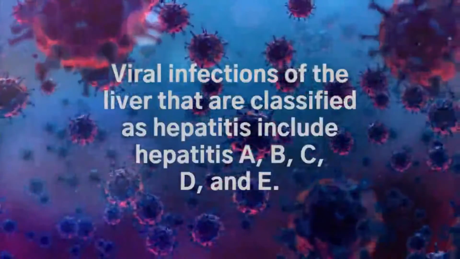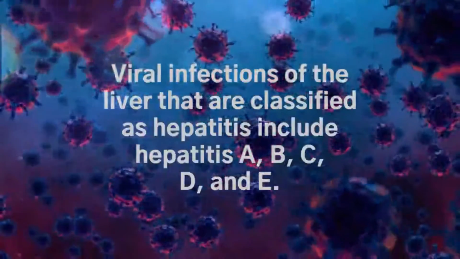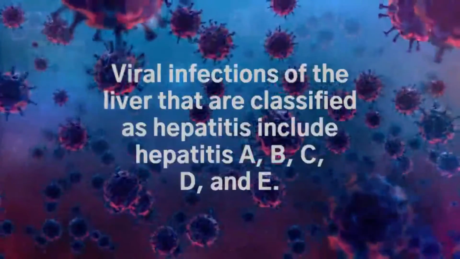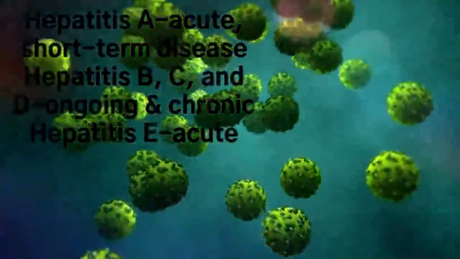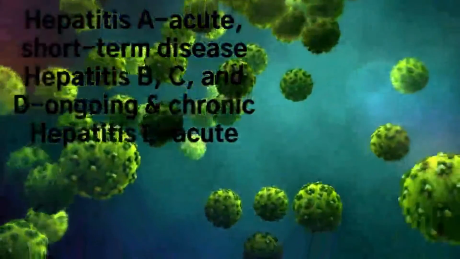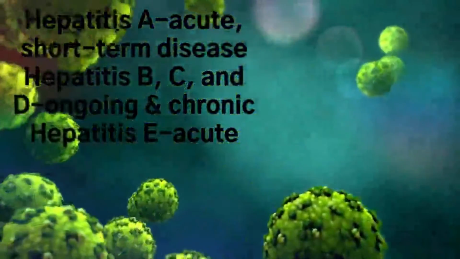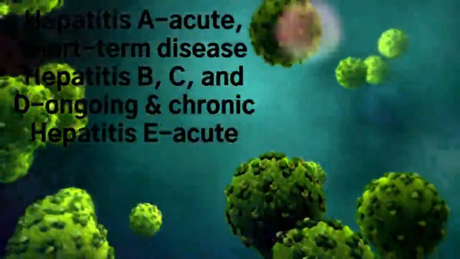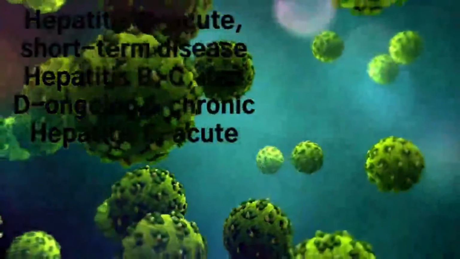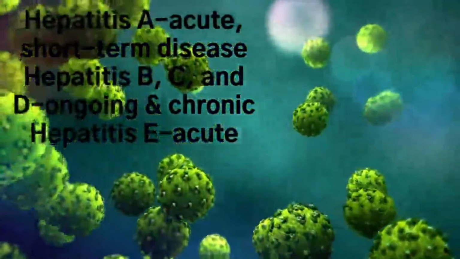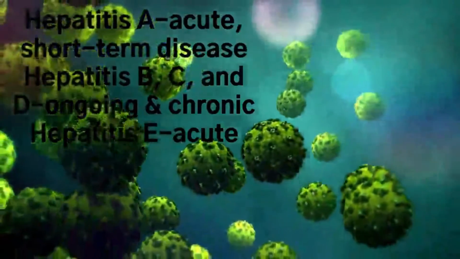Viral infections of the liver that are classified as hepatitis include hepatitis A, B, C, D, and E. A different virus is responsible for each type of virally transmitted hepatitis. Hepatitis A is always an acute, short-term disease, while hepatitis B, C, and D are most likely to become ongoing and chronic. Hepatitis E is usually acute but can be particularly dangerous in pregnant women.